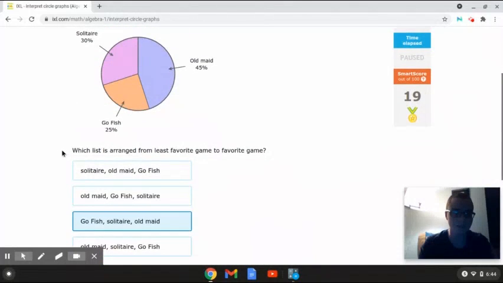So the answer for this problem is Go Fish, Solitaire, and Old Maid, because we took a look at the circle graph and the question, which was asking us which was the least favorite game to the favorite game. And therefore, it was Go Fish, Solitaire, and Old Maid. And that is how to solve this problem.